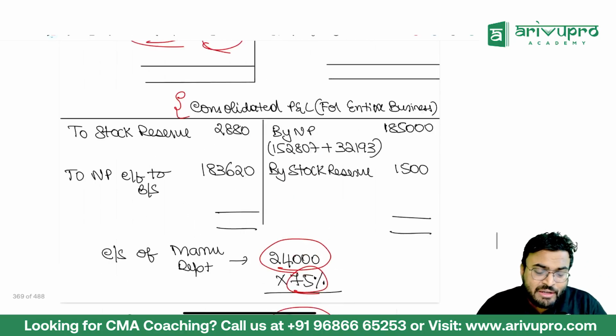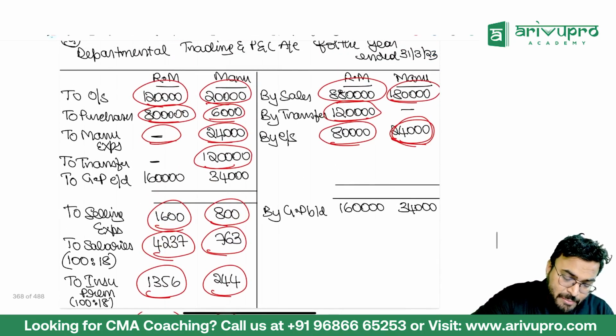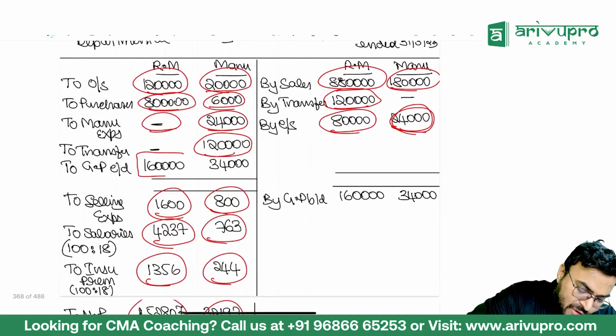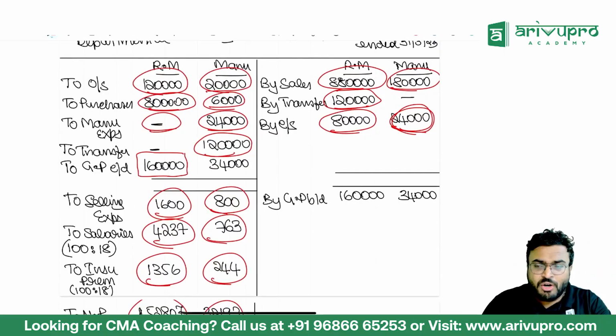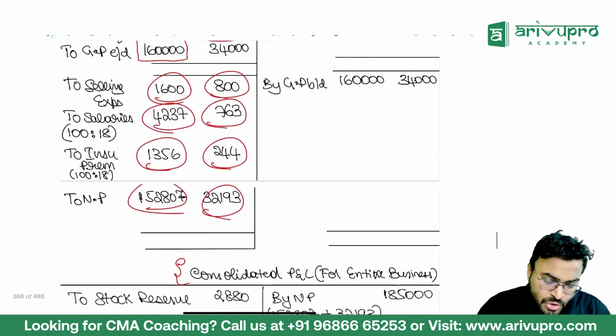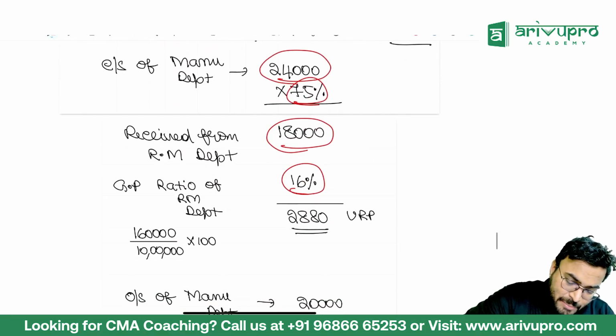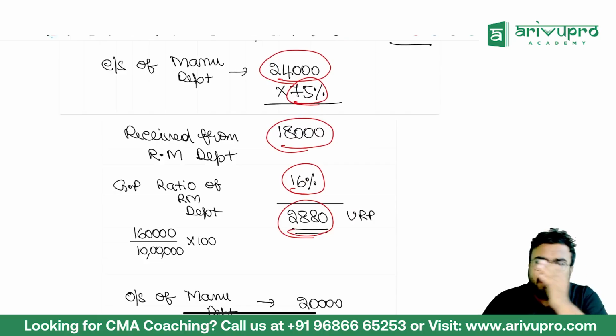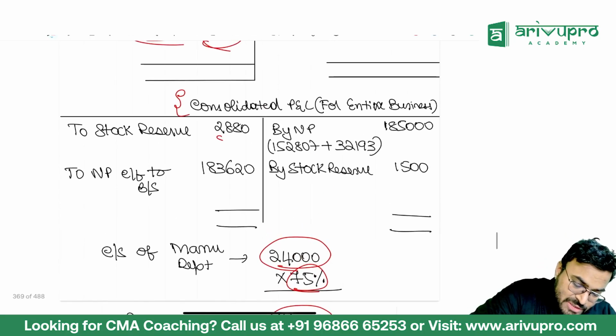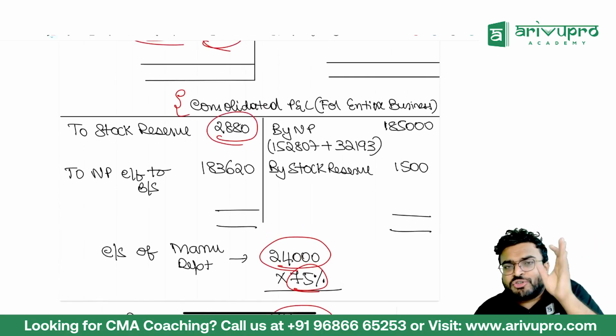Now you have to find the gross profit ratio of the raw material department. Raw material department gross profit is 1,60,000, sales is 8,80,000. Gross profit divided by sales into 100, you are getting 16%. So 16% is your unrealized profit. Pass the entry: P&L account debited to unrealized profit. Can you see, P&L account debited to unrealized profit or stock reserve?